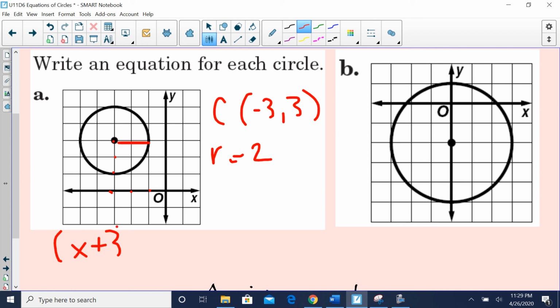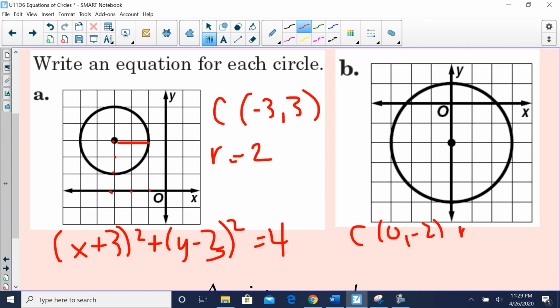(x + 3)² + (y - 3)² = 2². 2 times 2 gives me 4. This one here, the center is at (0, -2). My radius is 1, 2, 3. So my equation should be x² + (y + 2)² = 9.